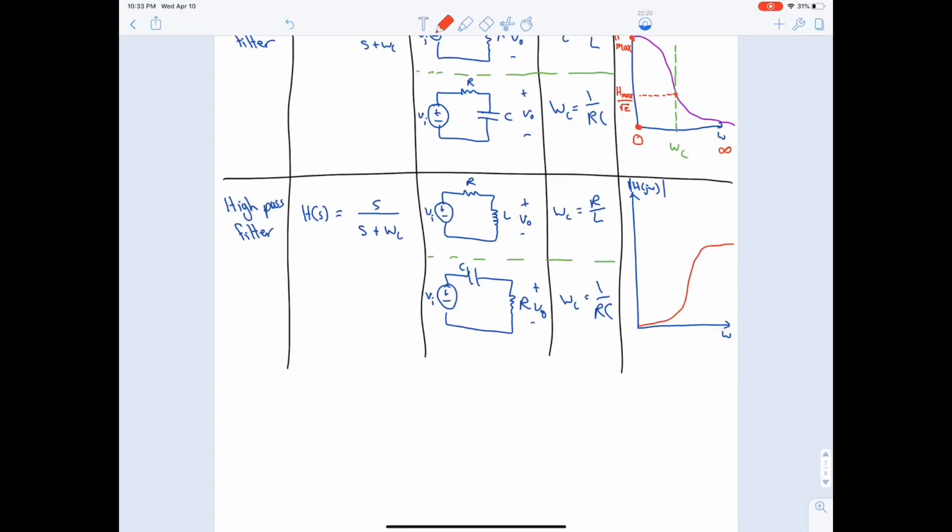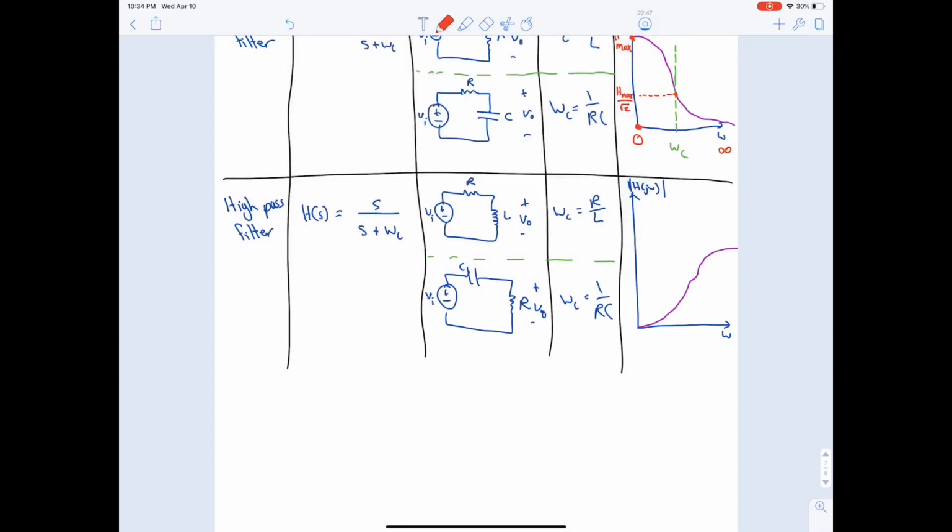I should have chosen purple. Let me change the colors for consistency. So here we said we start low, and whenever we hit the maximum, this graphing is bad. Let me draw it again. So we have to start low, and whenever we hit, this is even worse. But anyhow, you get the point.